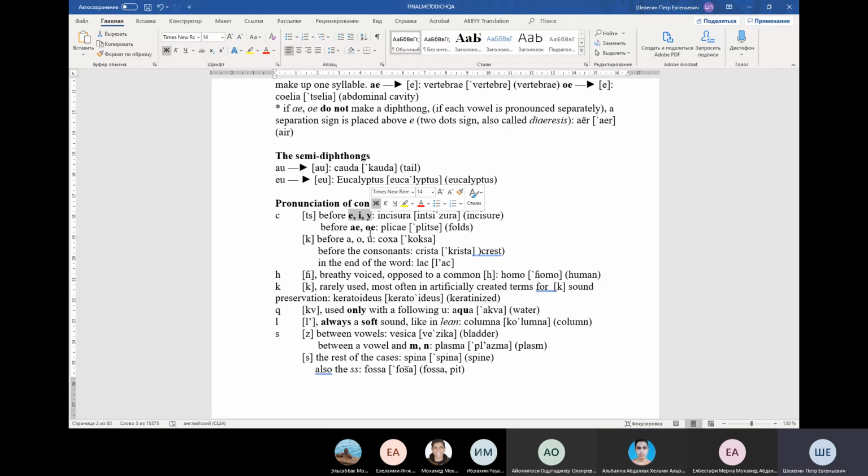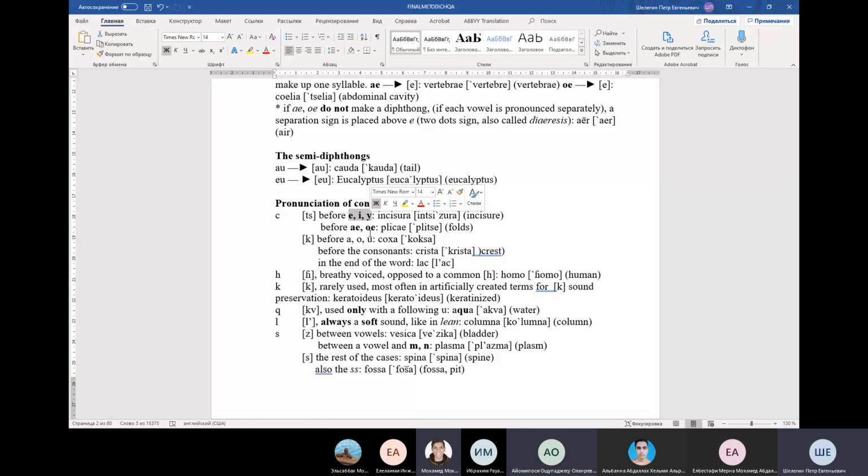And in the position before two of the diphthongs. There are only two diphthongs in Latin. Mind that the diphthongs are pronounced as e, both of them. So the fold will be plica. You're welcome to repeat. Plica. Correct.